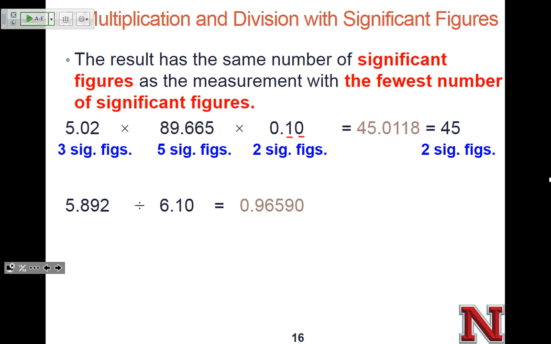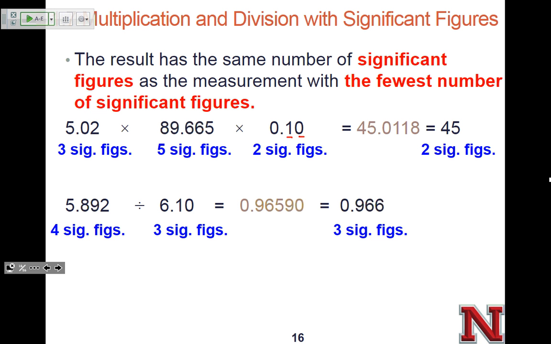Here we're dividing, again that's our number we'd come out with. This first one we have 4 significant figures. Here we have 3. It's a trailing 0, but it's after a decimal place. So our final number should only be reported with 3 significant figures. Oops, sorry. That should be 0.966. You could also write this one in scientific notation if you'd like. But this is perfectly fine.